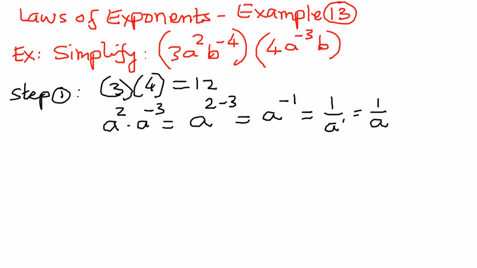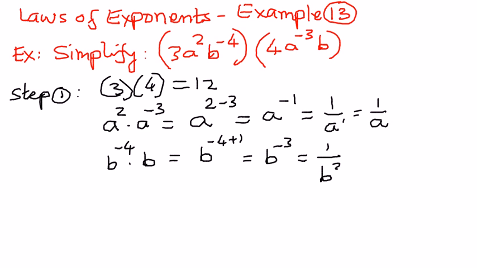Then the second term we have is b to the power of negative 4 times b. Since b means b to the power of 1, we can write the base term once and combine the exponents, negative 4 plus 1. We can simplify that as b to the power of negative 3. Since we have a negative exponent in the numerator, we can write this as a positive exponent by bringing it down to the denominator: 1 over b to the power of 3.